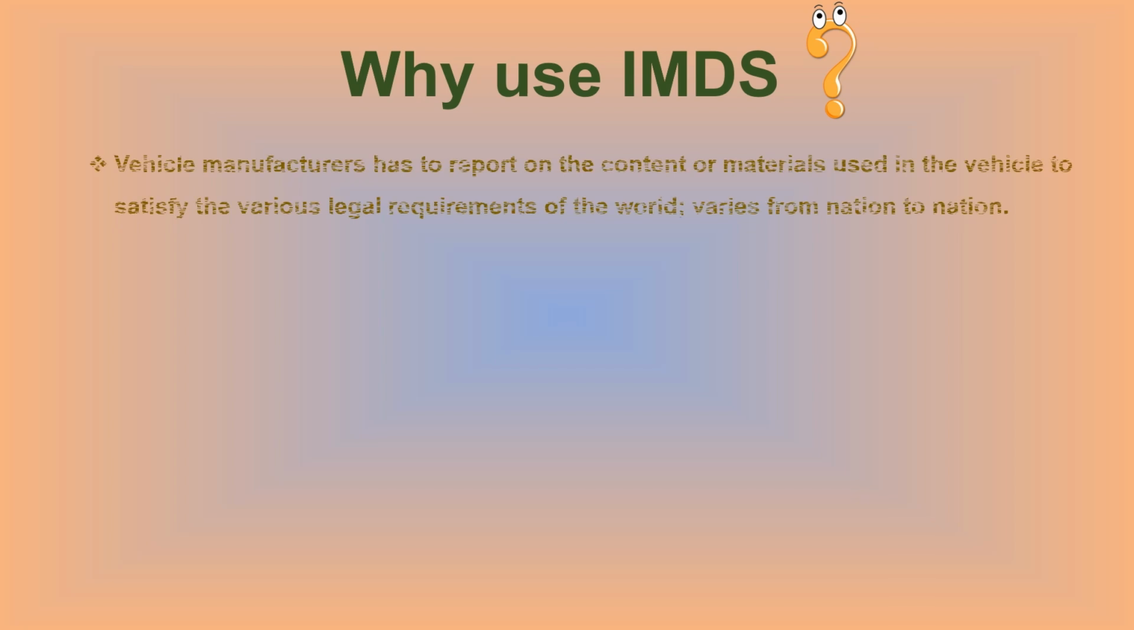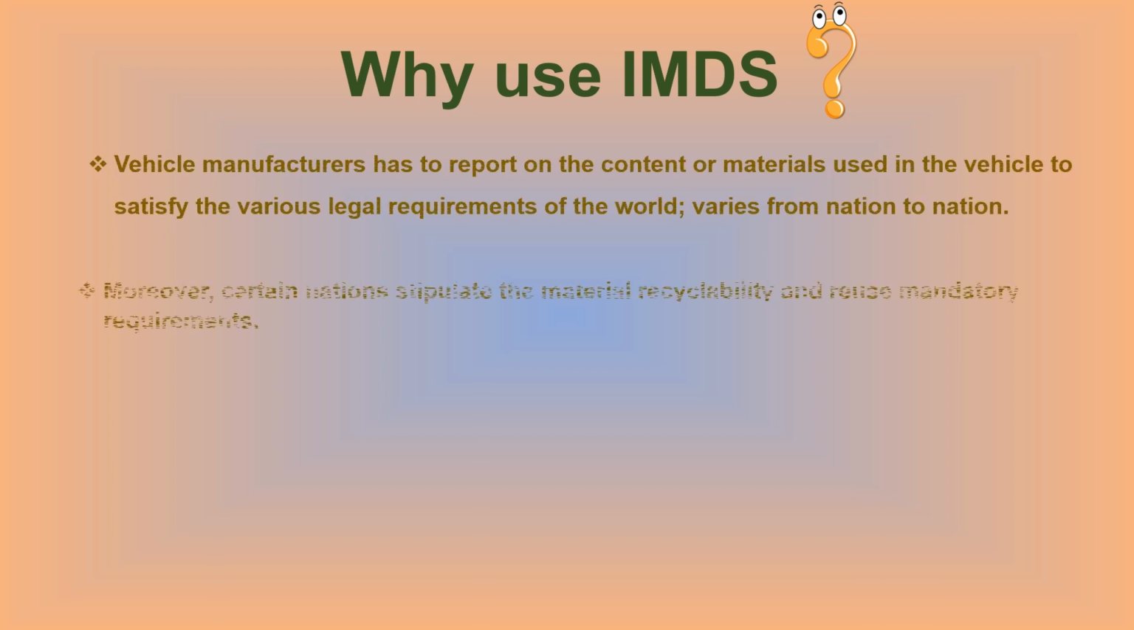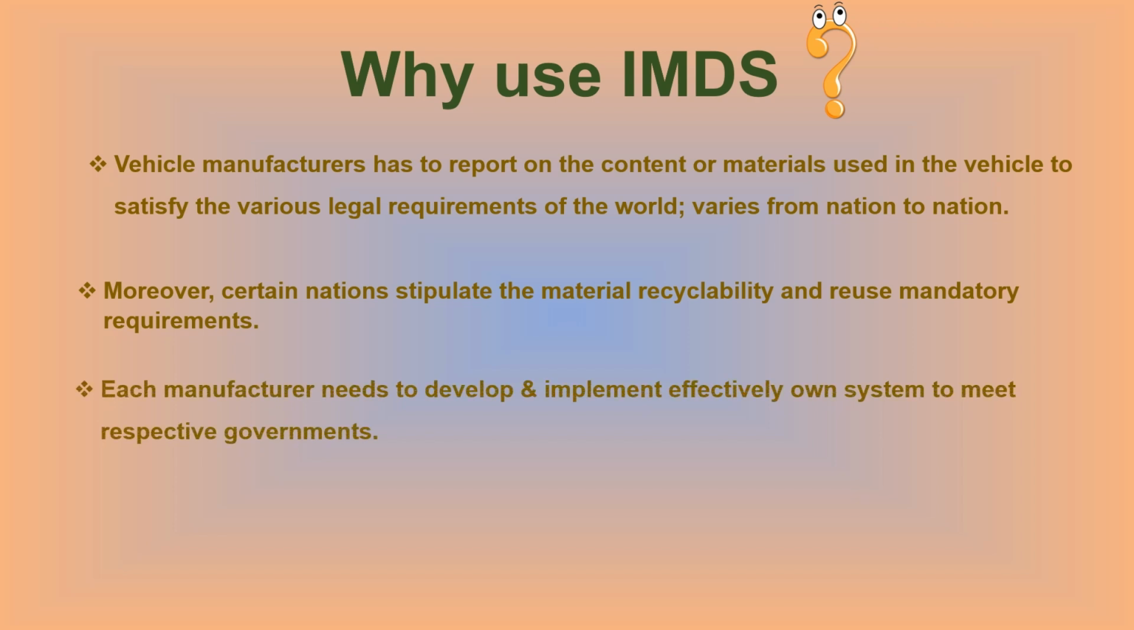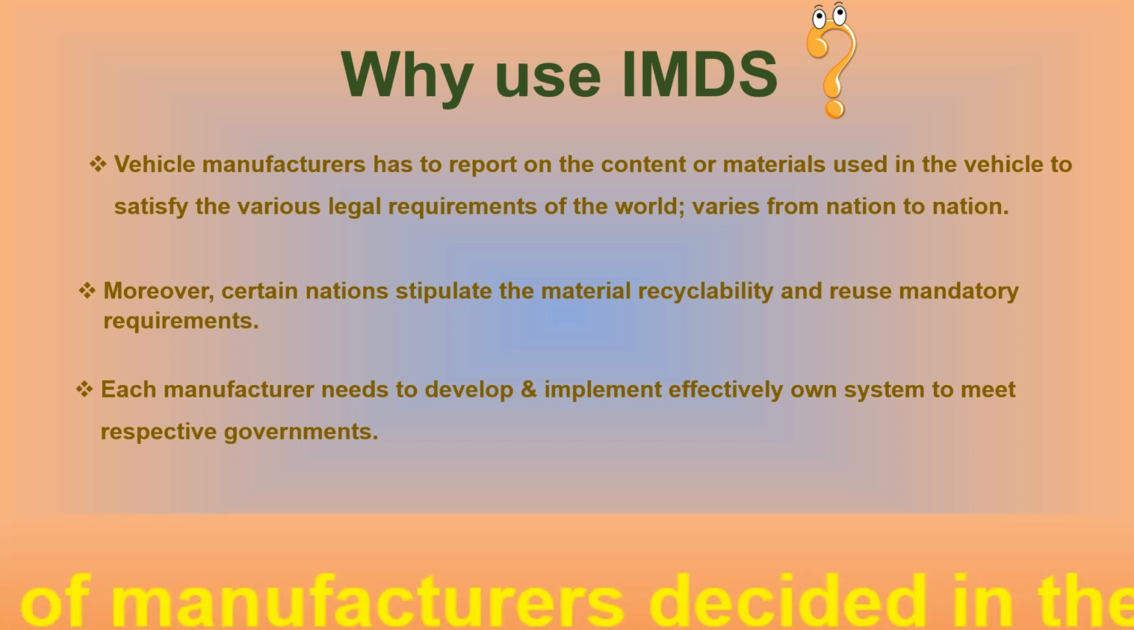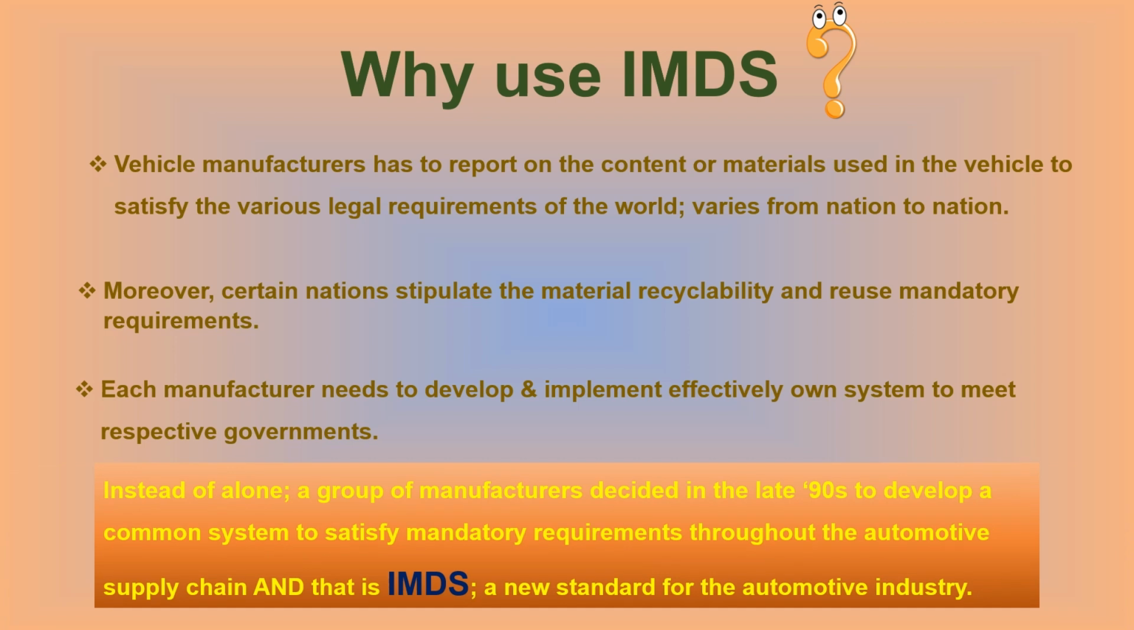Why use IMDS? Because vehicle manufacturers have to report on the content or materials used in the vehicle to satisfy the various legal requirements of the world, which vary from nation to nation. Moreover, certain nations stipulate mandatory requirements for material recyclability and reuse. Each manufacturer needs to develop and implement effectively its own system to meet respective governments' requirements. Instead of working alone, a group of manufacturers decided in the late 90s to develop a common system to satisfy mandatory requirements throughout the automotive supply chain, and that is IMDS, a new standard for the automotive industry.